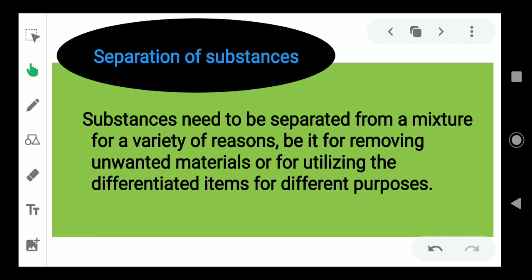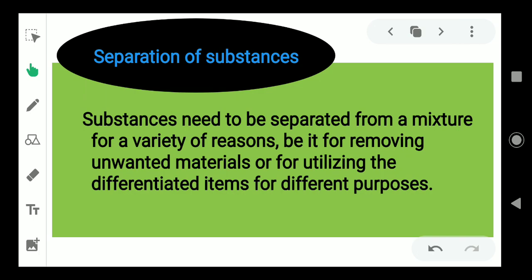Substances need to be separated from a mixture for a variety of reasons, be it for removing unwanted materials or for utilizing the differentiated items for different purposes. That means a mixture can contain a variety of items. From that, if we are separating some items, removing some items for some useful purposes, that is the meaning of separation. Have you ever seen your mother separating unwanted items from rice?